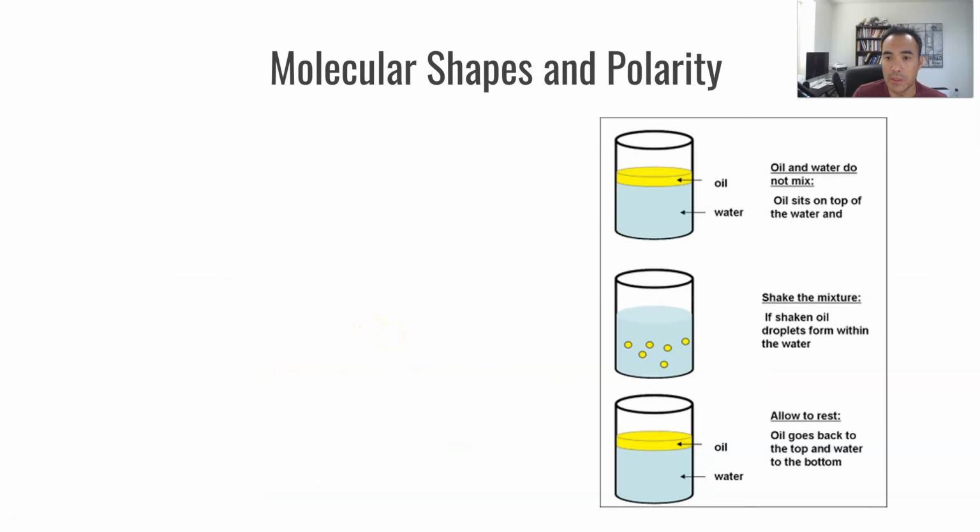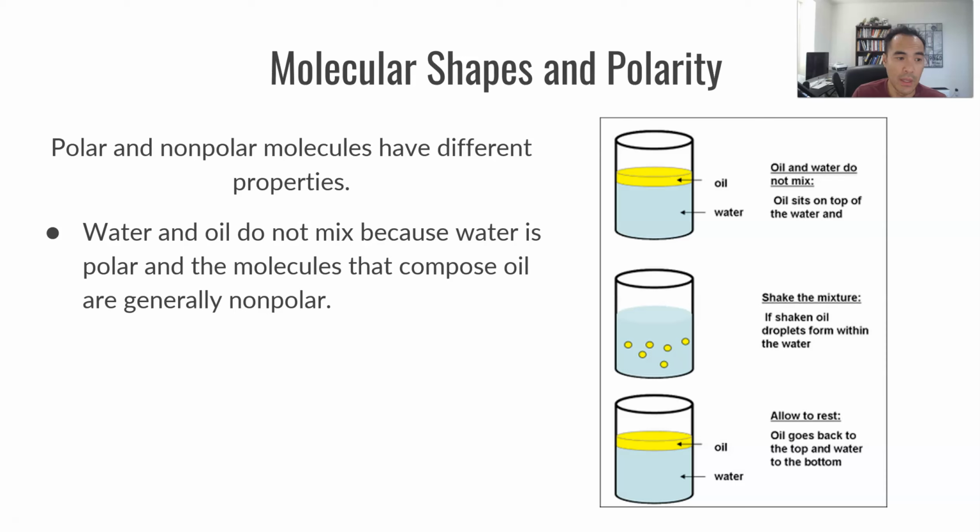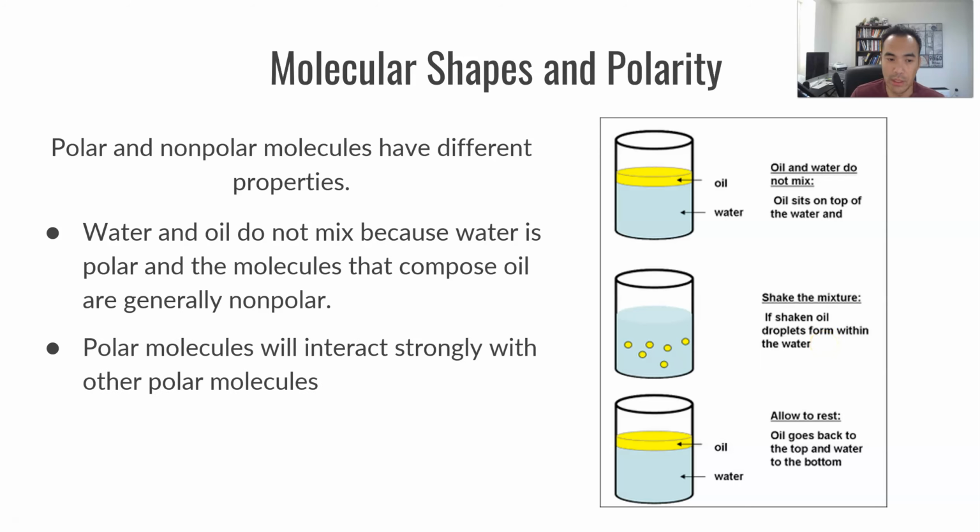Now, in molecular shapes and polarities, let's take a look at a couple of examples. Oil and water do not mix, and there is a reason for it because of the differences in polarity. Oil is nonpolar while water is polar. That's why it sits in different levels. If you shake the mixture, oil will form droplets within the water, and if you allow it to rest, they will start to move back up. While oil and water do not mix, the molecules of oil are nonpolar, and that affects solubility. Polar molecules generally will interact with other polar molecules, and we like to use the phrase "like dissolves like." Polar dissolves polar, nonpolar dissolves nonpolar.